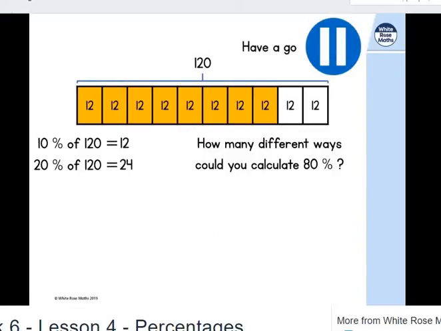But using the bar and using the percentages that we know, how many different ways could you find to calculate 80%? Pause the video, have a think for yourself first.